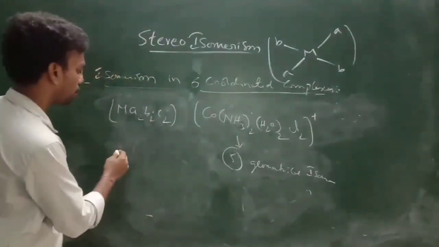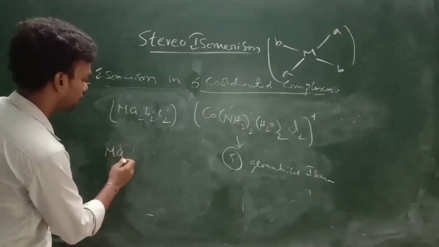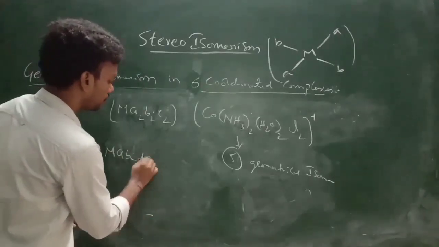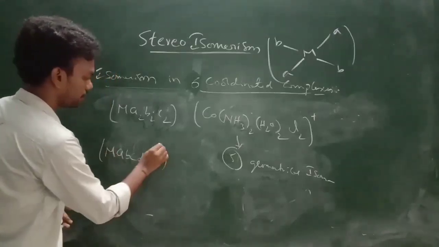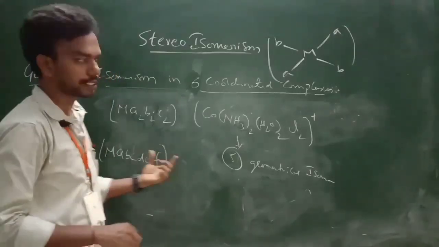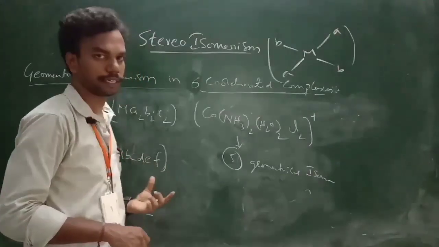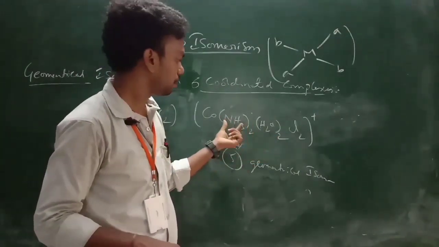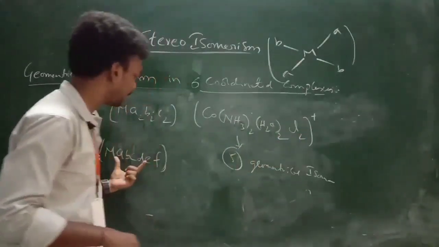Next, complex of the type M A B C D E F, where all ligands are different. A B C, all six ligands are different. Here, in the earlier case, two ligands were the same. Here all six ligands are different.